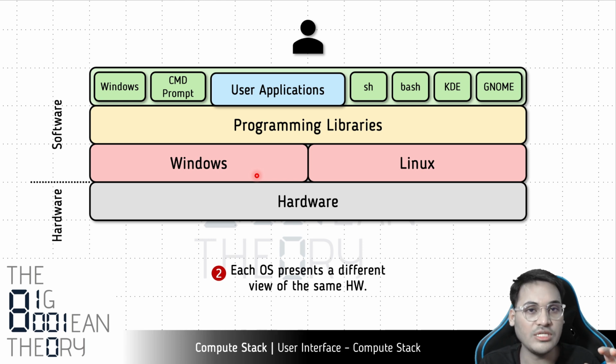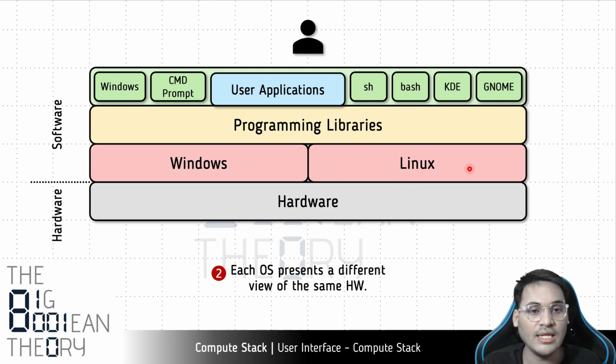So now you combine these two facts. First of all, multiple operating systems can provide different views of the same hardware, right? And then on top of this, multiple user interface options will provide different views of the same operating system. So now as a user, you can see how many different views you have, how many different user interactions or user journeys you can have while using the same computer system.